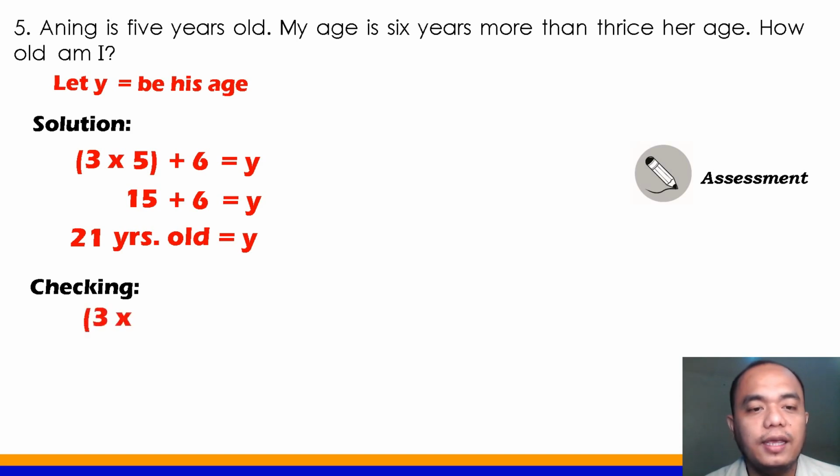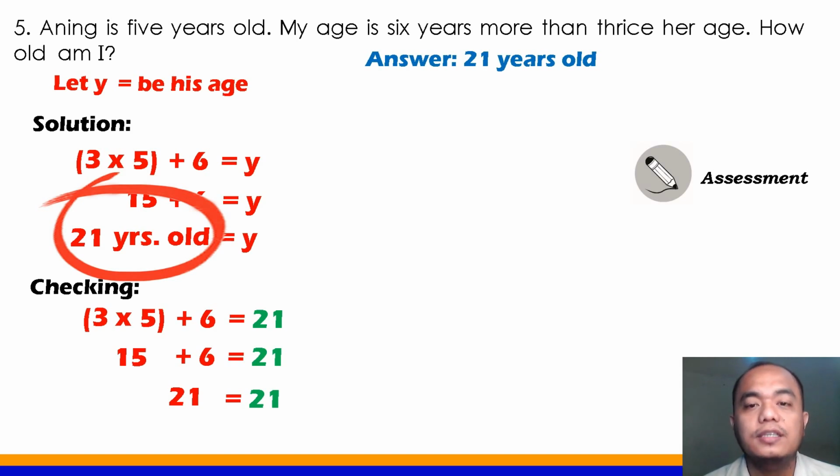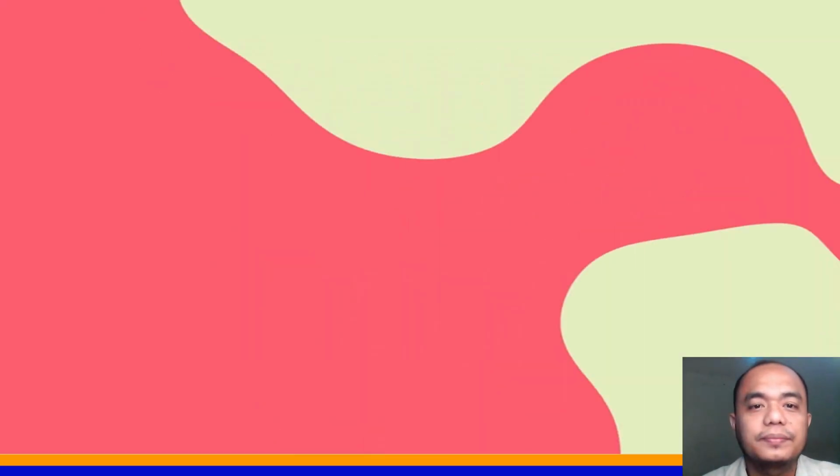Checking. Let's have the checking. So, 3 times 5 plus 6 equals 21. And then 15 plus 6 equals 21. Okay, our answer is really correct. So, the answer here is 21 years old.